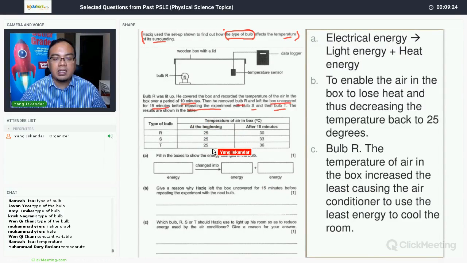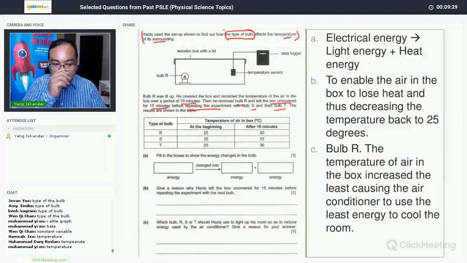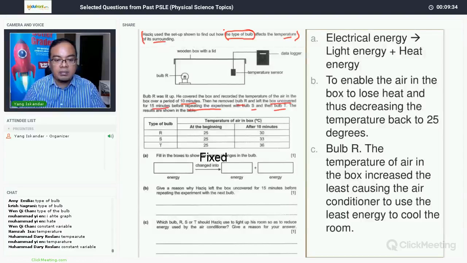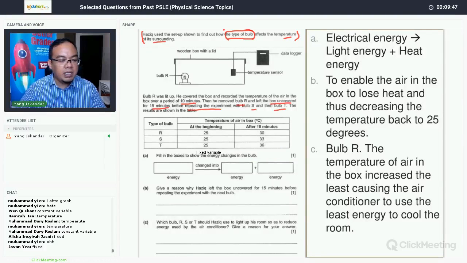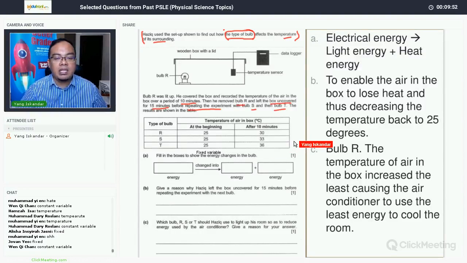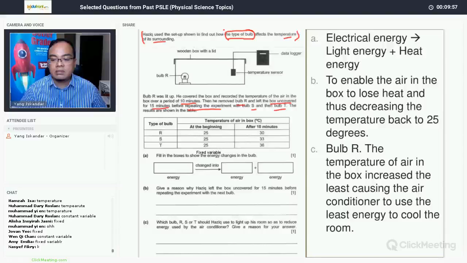Okay, this is what we call the temperature at the beginning of the experiment. What variable is it? This is called the fixed variable. So the temperature at the beginning of the experiment is a fixed variable, or constant variable. Okay, it's also called the constant variable.